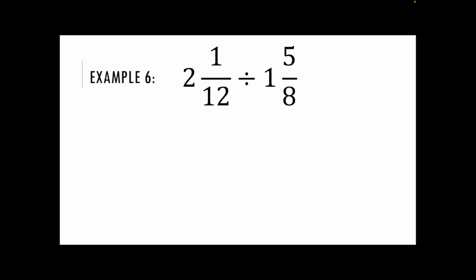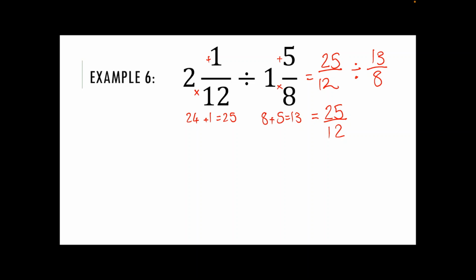We're going to do the same thing again and make it top heavy first. So 2 times by 12 is 24, plus 1 is 25. 1 times by 8 is 8, and plus 5 becomes 13. So that means then that I have 25 over 12 divided by my 13 over 8. I'm now going to do my keep, flip, change.